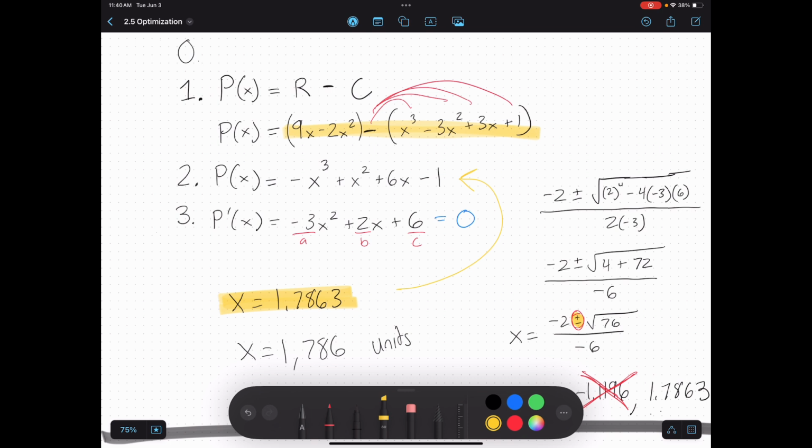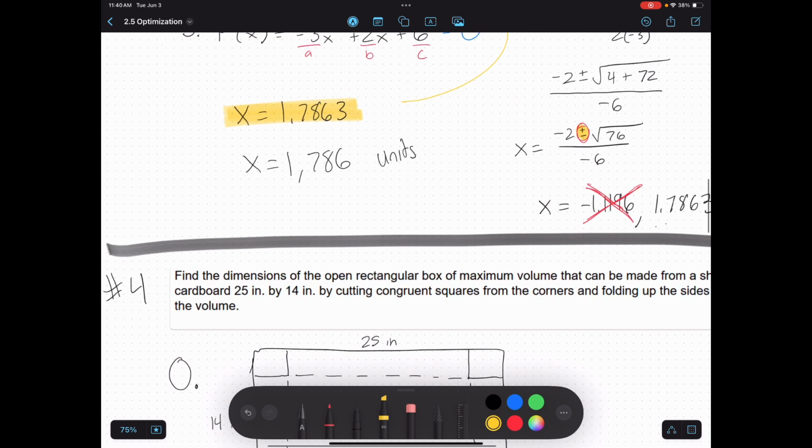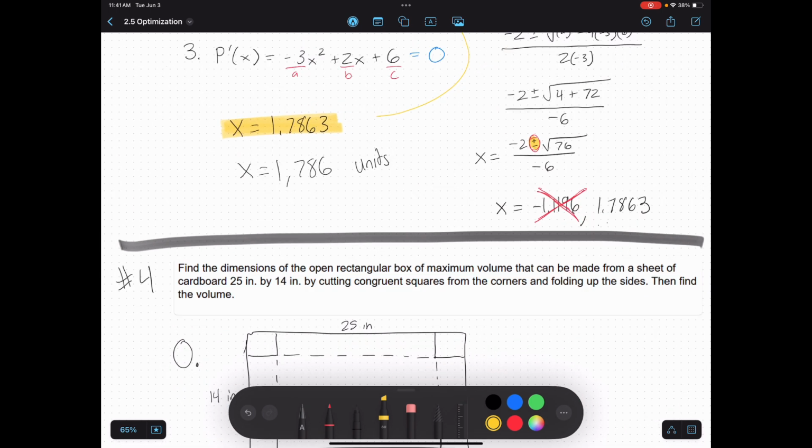So let's look at a different example where there's going to be additional information that we have to work with. Let's look at number 4. Find the dimensions of the open rectangular box of maximum volume. Why is this optimization? Because we're trying to maximize the volume. That can be made from a sheet of cardboard 25 inches by 14 inches.